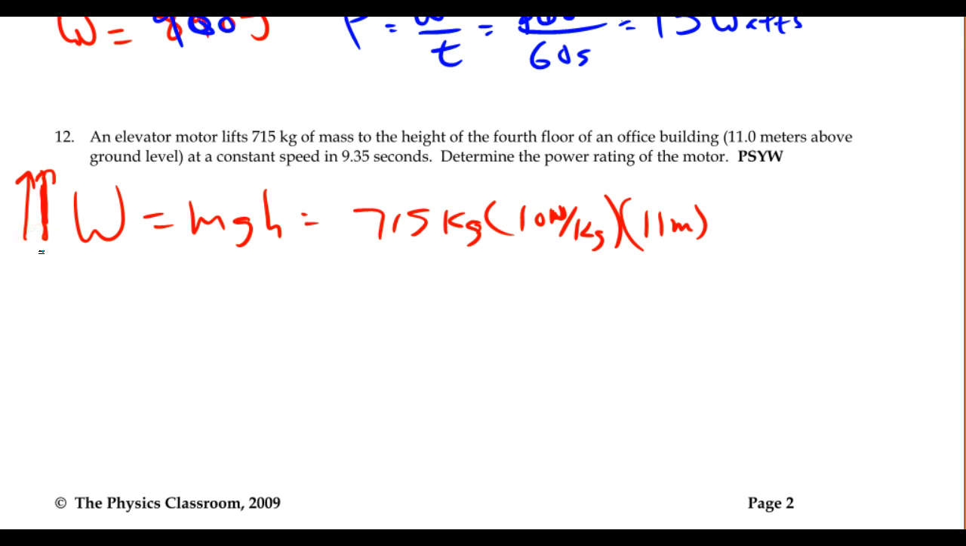So for all of the information we've done in this guide sheet section, we've been using a cosine of 0 degrees, which is 1, that allows us to get the work done. So 715 times 10 times 11. Rounded off to three significant figures, we're at 78,700, sorry, joules.